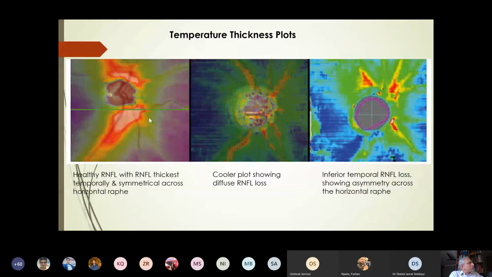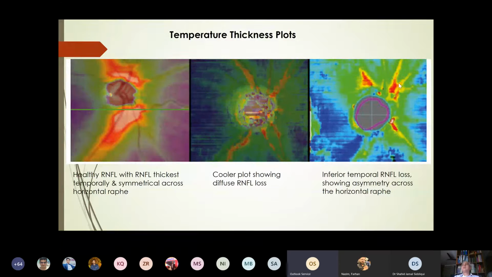So the slide has changed. This is probably the healthy RNFL thickness plot. If you see, it is red over here in this area, and this is a normal plot on the left side, while the plot in the center is a cooler plot showing diffuse RNFL loss. So it is actually something which you're not used to, that if something looks all green, that means that the retinal nerve fiber layer has actually thinned out. It's not abnormal, it's abnormal in this instance. So that is an important thing to look for in the shadowgram.